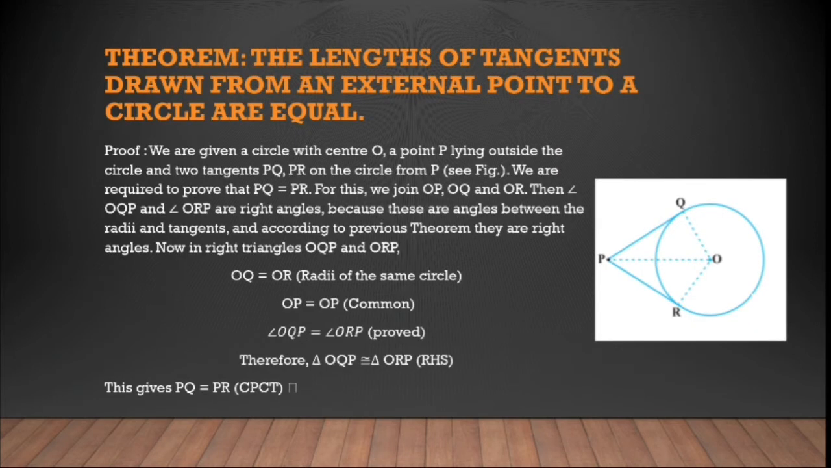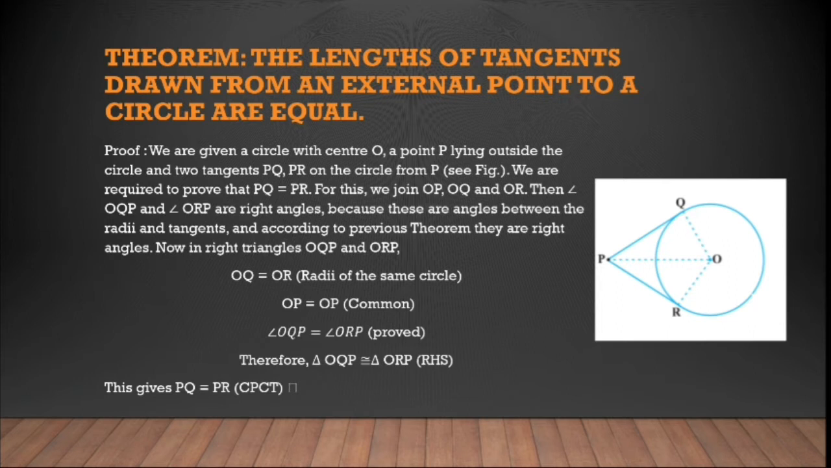Now we will discuss a theorem on the length of tangents. The theorem states that the lengths of tangents drawn from an external point to a circle are equal. That means if P is the point outside of the circle, you can draw only 2 tangents to the circle, right. This theorem states that the lengths of these tangents will be equal. That means PQ will be equal to PR. This length will be the same. So here is the proof.